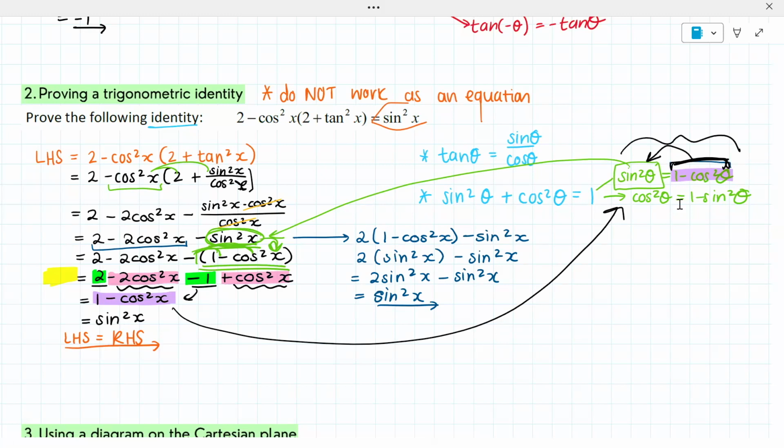So my advice to my kids whenever we do identities is always keep looking back to what you're trying to prove. I could keep changing sine squared x into multiple different things, but I've reached the point where I've equated it to the right-hand side, so I stop.